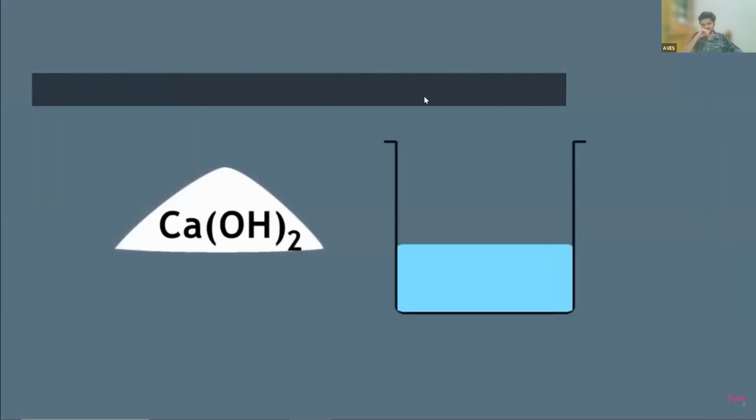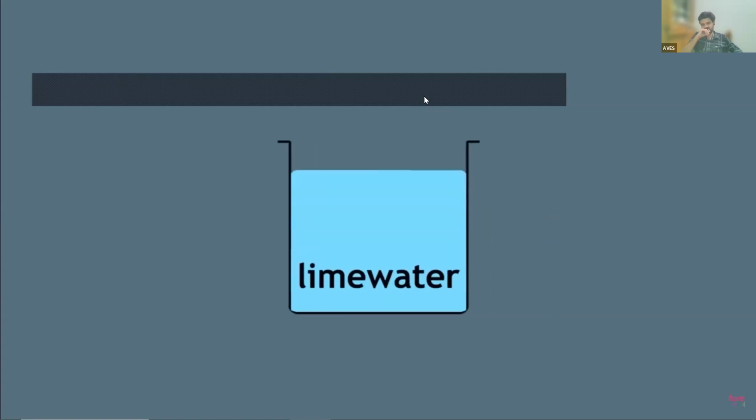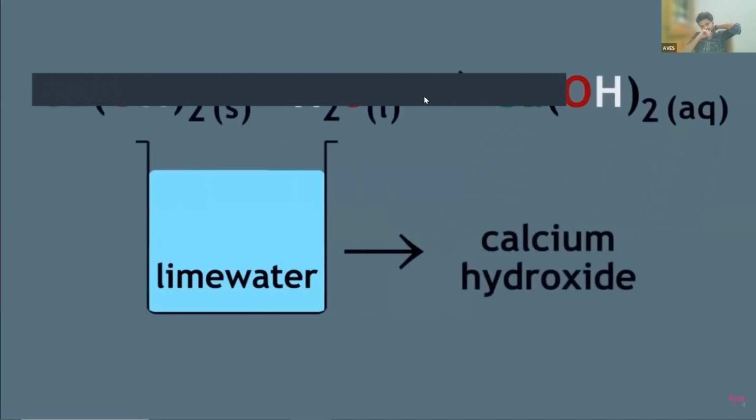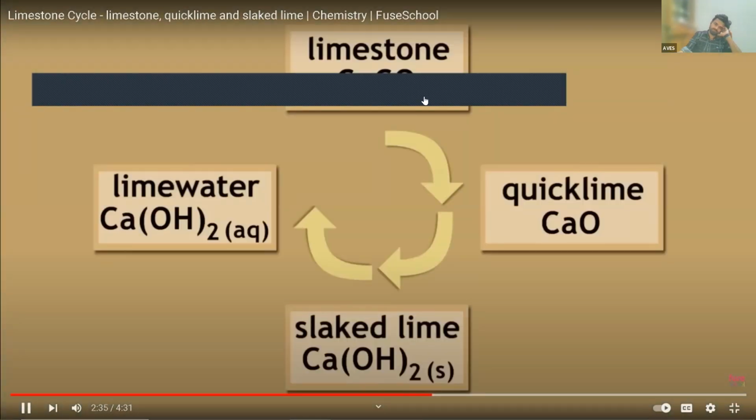Slaked lime can be dissolved in water to form lime water. Since it is only slightly soluble in water, a large amount of water is required. Lime water is simply an aqueous solution of calcium hydroxide. As you can see, we have almost completed. Now you understood the concept. Let's come back to this. So now we have this lime water.